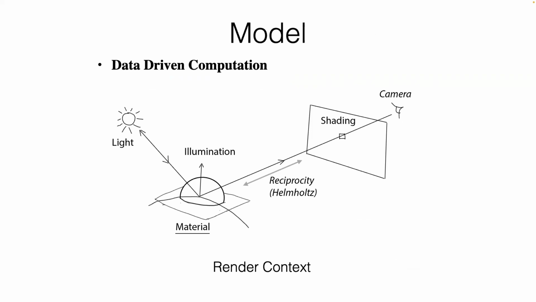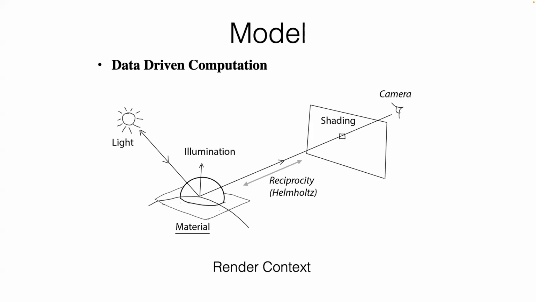This is a data-driven model, and we call it the render context. Here we are considering the three main aspects that interact in light shading of materials: we have light sources, we have objects that have some geometry and some material, and we are interested in what is seen by a camera. Later on we are going to discuss shading.